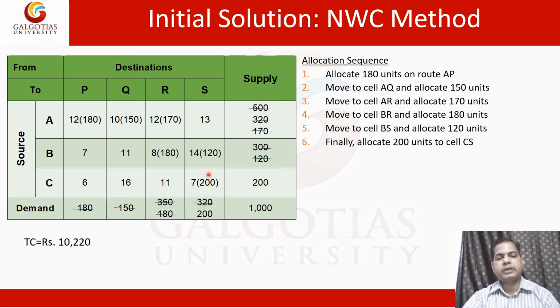So we will give the maximum possible unit, that is 200, at this point. So this can be completed. Now this is my allocation, this is my route to transport. Now I have to find out the total transportation cost.